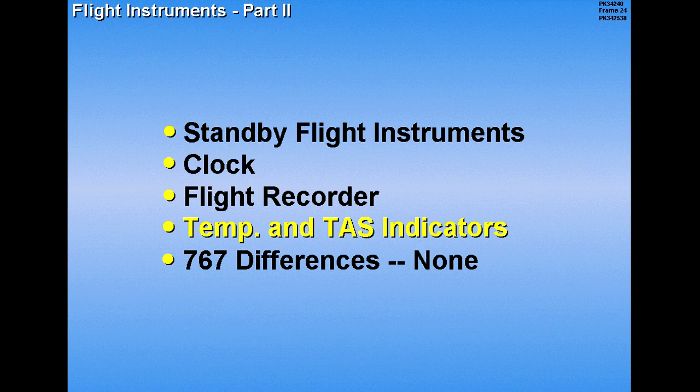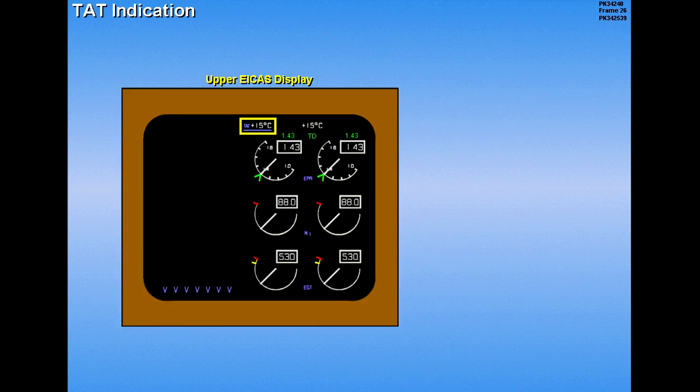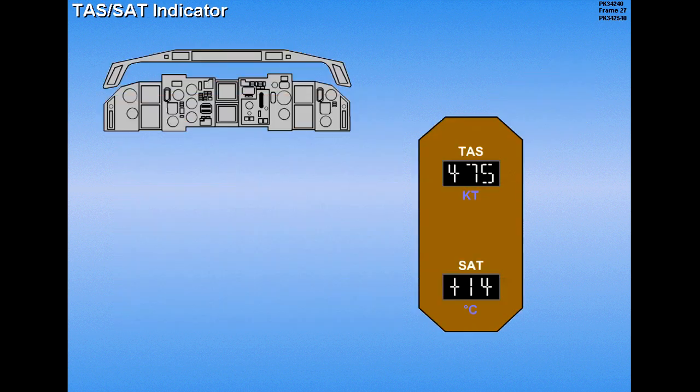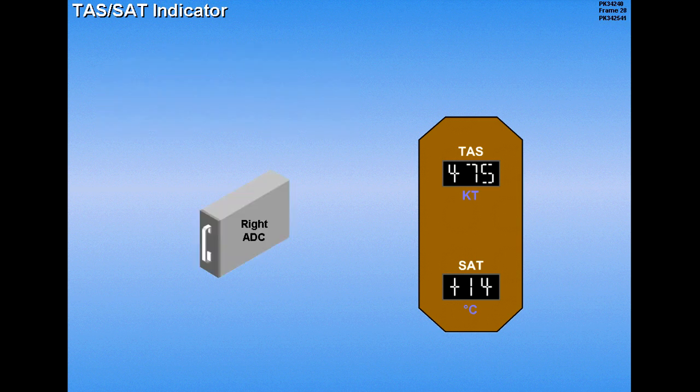Let's look at the temperature and true airspeed indicators. Total air temperature supplied by the ADC appears on the upper ICAS display. An indicator for true airspeed and static air temperature is located on the first officer's instrument panel. The right ADC provides the information to readouts.